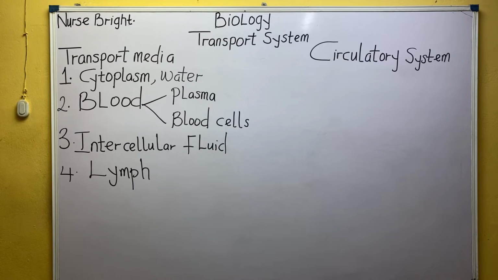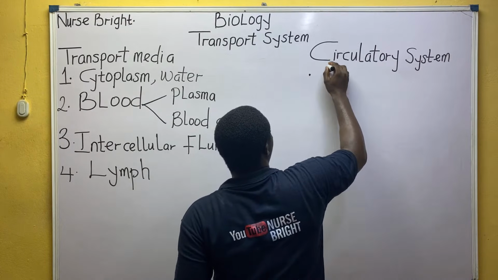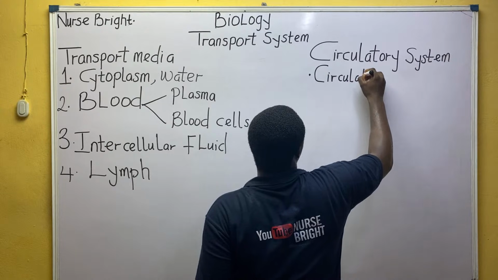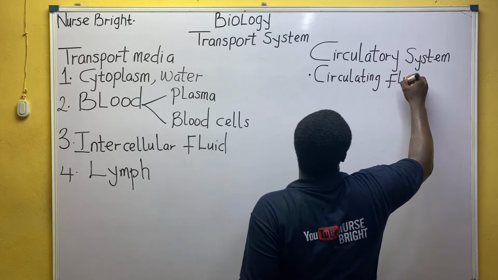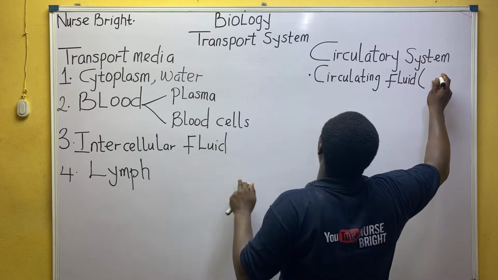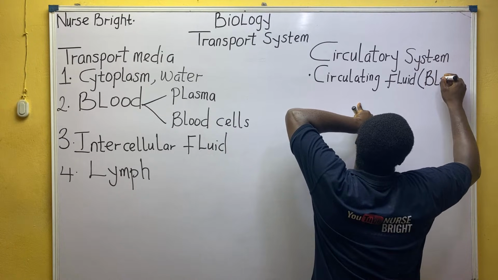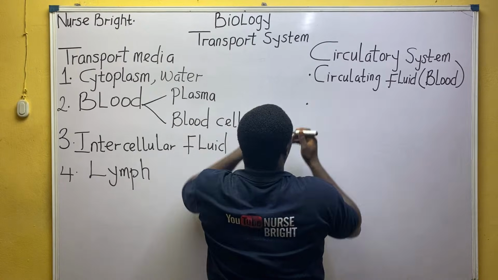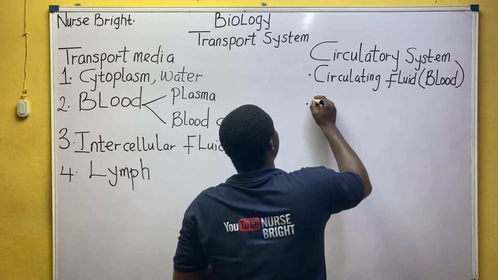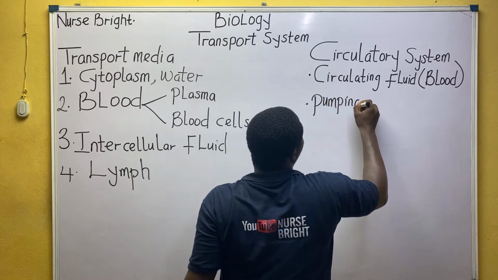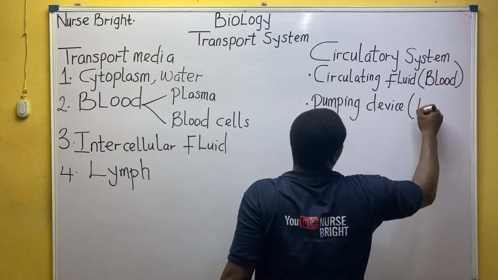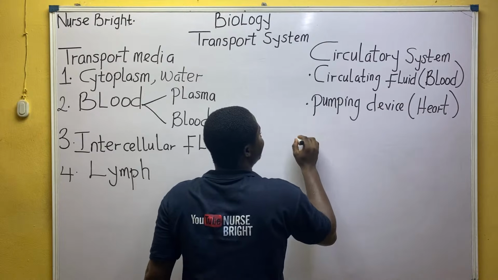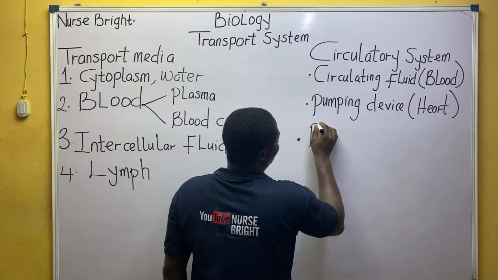The circulatory system is divided into various components, and what are they? Number one component of the circulatory system is what we call the circulating fluid. And the main circulating fluid in the body, let's relate it to humans or animals, is basically the blood. The next component of the circulatory system is the pumping device. And the pumping device is the heart. The next component is what we call the blood vessels.